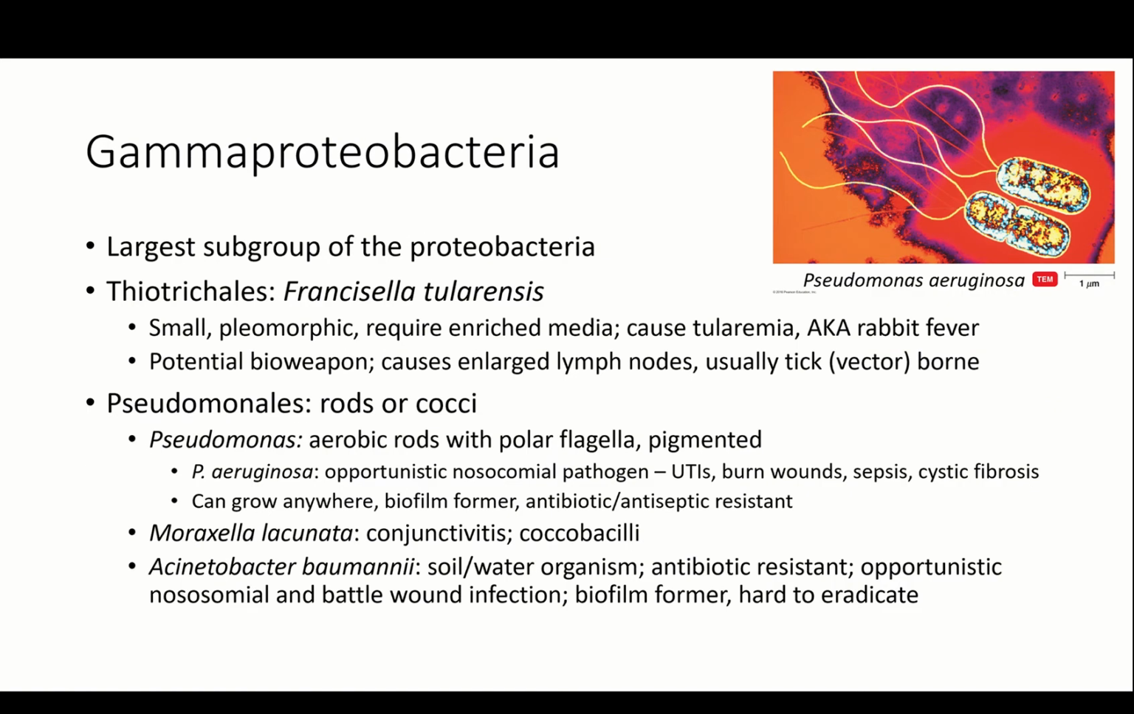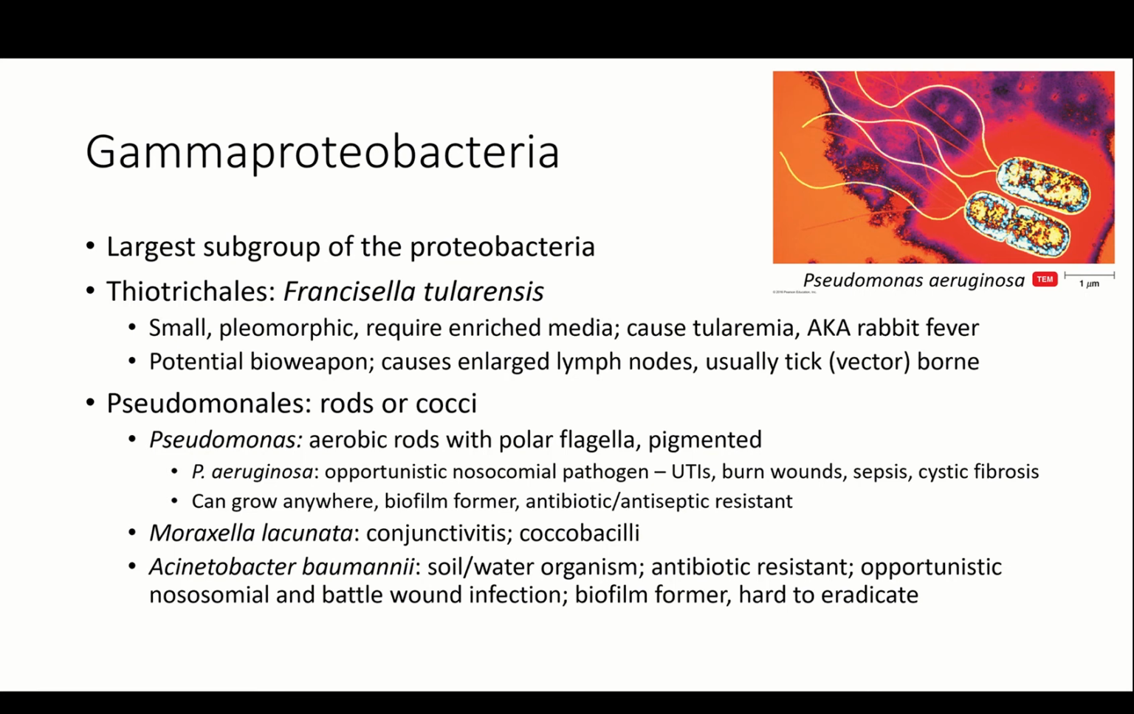Within the gamma proteobacteria, so we're still in this larger group of the proteobacteria, this is actually the largest subgroup within that. The first is the Thiotrichales, and this is best represented by the organism Francisella tularensis. This is a small pleomorphic organism, which just means that it can adopt multiple shapes. And it requires enriched media. So it's a little bit of a needle in the haystack when you're trying to find it. And you sometimes have to really encourage its growth in order to detect it.